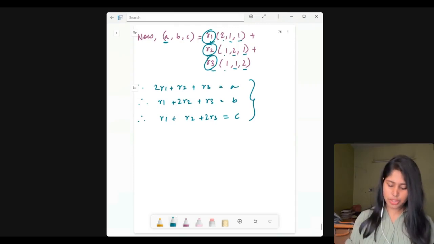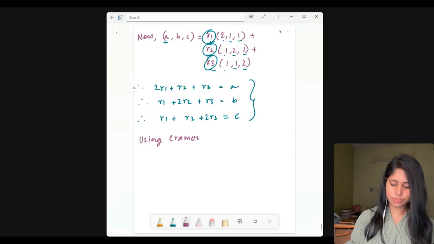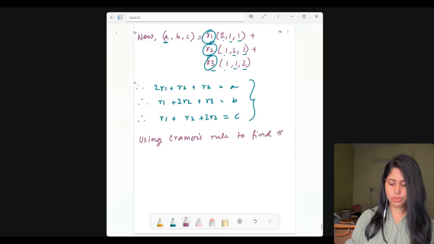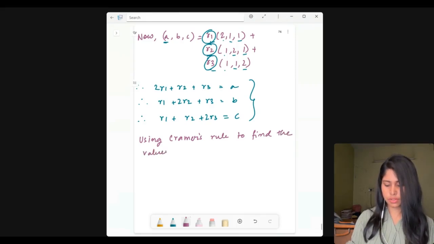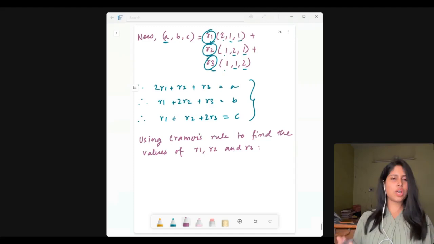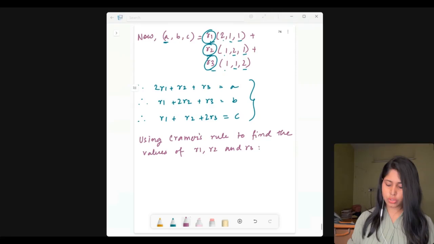Okay, so coming first to the coefficient matrix. First let me write it using Cramer's rule. Please mention which rule you are using during your exam. Okay, using Cramer's rule to find the values of R1, R2, and R3. Now for R1, R2, R3, what is the first step? First step, you need to find the coefficient matrix. So let me write the coefficient matrix.